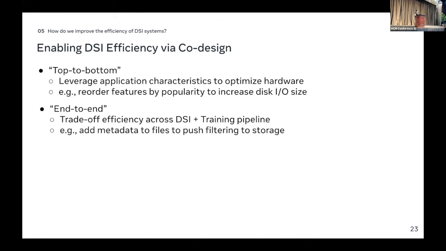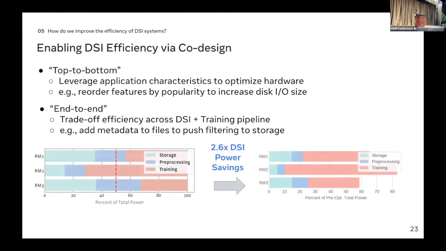So just another example in our paper, we talk about how we added additional metadata to our file formats, which increased storage overhead. But by doing so, allowed us to push filtering from readers to storage, which significantly saved power. We talked over a few other optimizations, but in aggregate over the past few years, what we've seen is these systems optimizations have resulted in over 2.6 times power savings, which, as I mentioned in the beginning, have really been impactful in allowing us to provision more training capacity in our data centers.